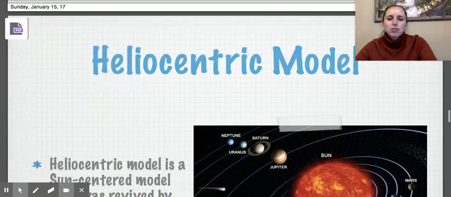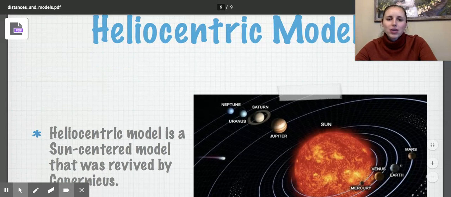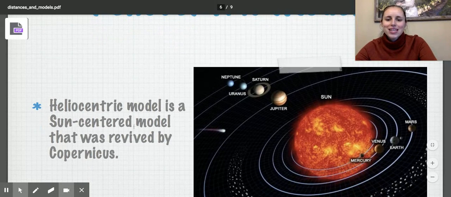Now what we have is something called a heliocentric model. So a heliocentric model, helio actually just means sun. So a heliocentric model is our sun-centered model, and it was revived by Copernicus. So Copernicus was the first one that suggested it, and he suggested that we have the sun and that the planets actually orbit the sun. So Mercury, Venus, Earth, Mars, the planets actually orbit the sun.